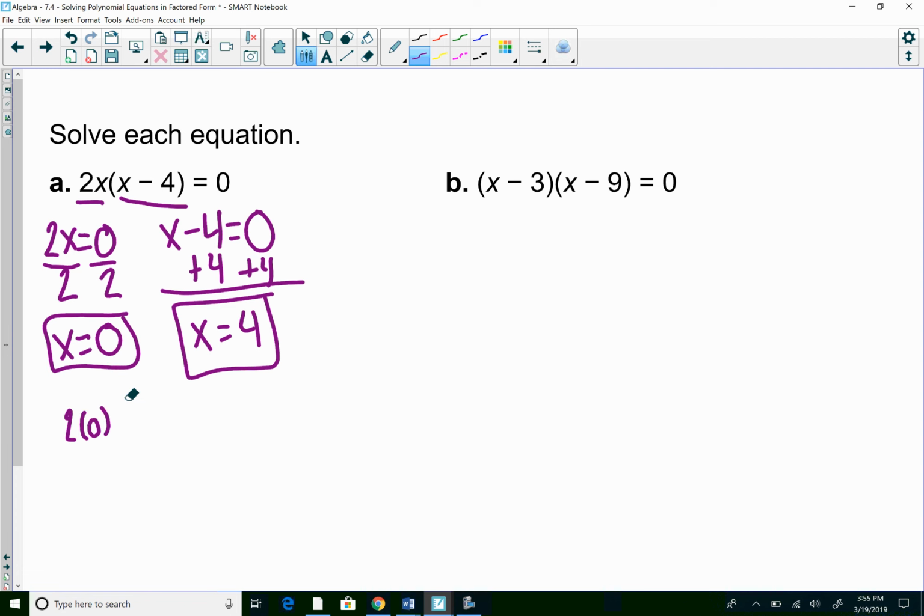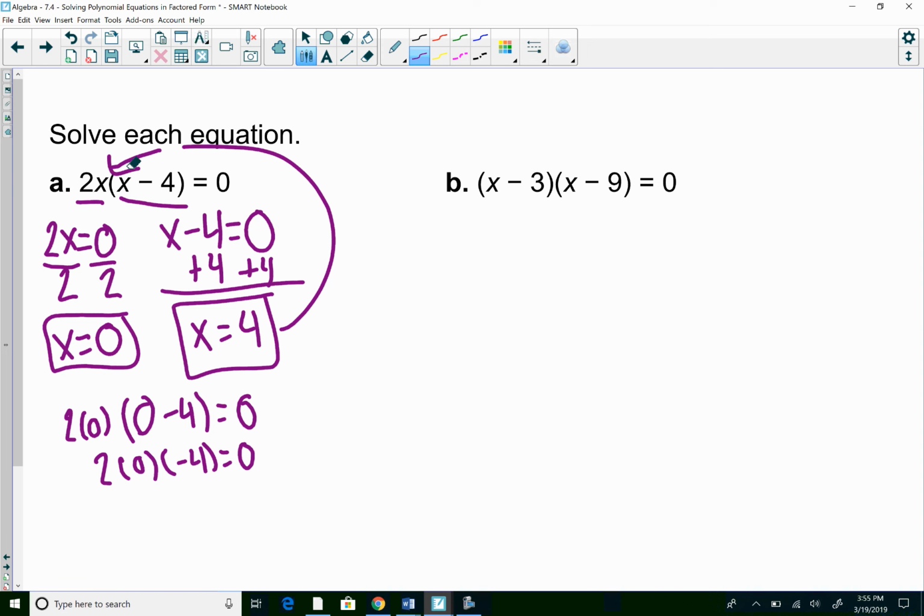So if I take 2 times 0 and then 0 minus 4, and I set that equal to 0, well, inside here you're going to get -4, but you've got 2 times 0 times -4. So that'll turn into 0. Same kind of thing if you take 4 and plug it in for both of these x's. 2 times 4 is going to give you 8. And then 4 minus 4 on the inside of the parentheses is going to turn into 0. So again, you're just going to end up having 0.